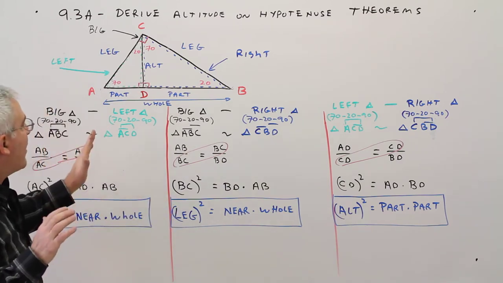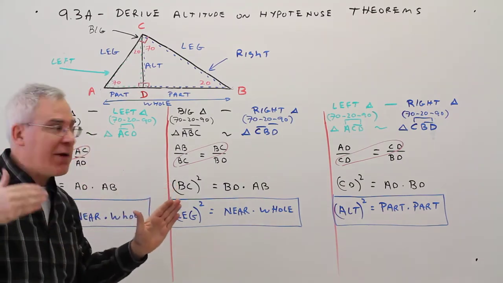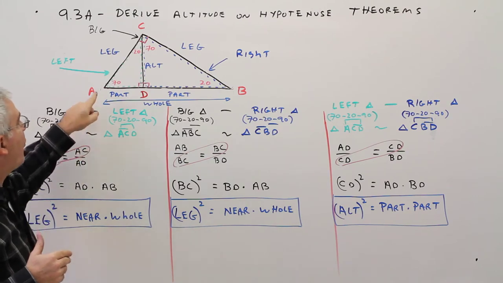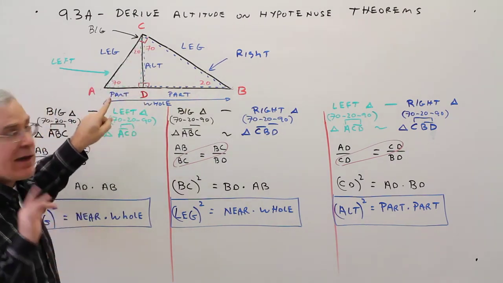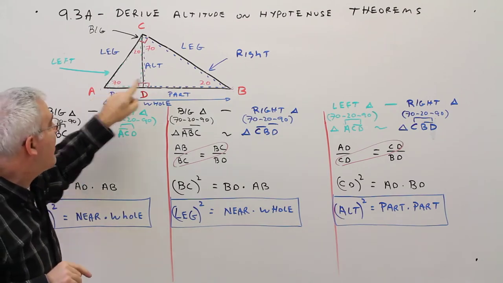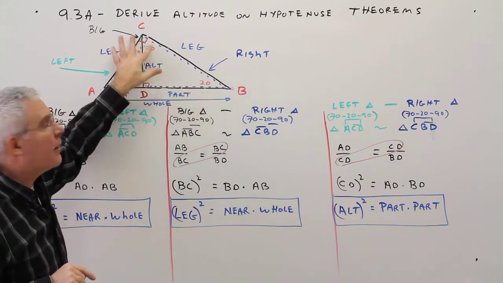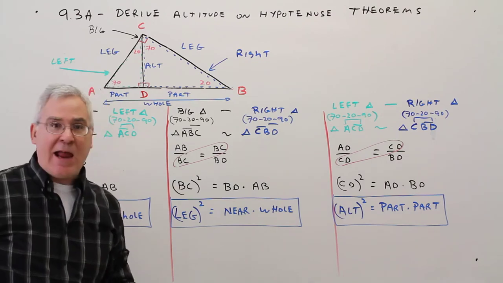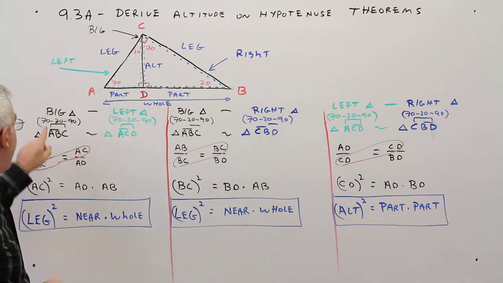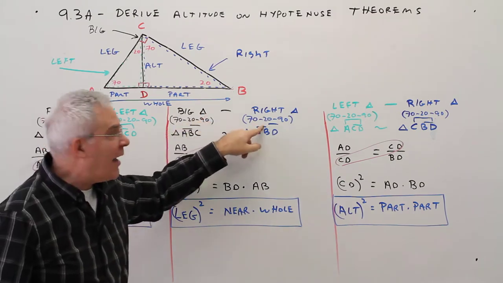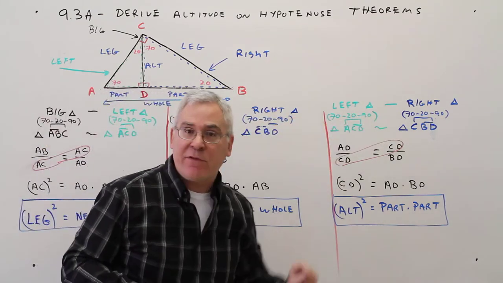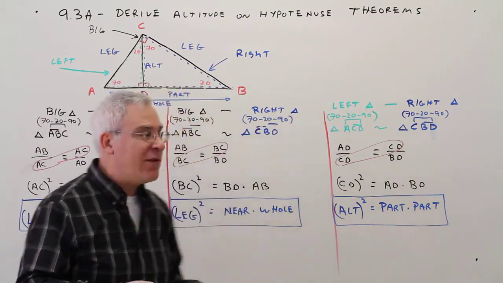So all I did is I wanted to see which triangles were similar. I went in the big triangle A, B, C, and angle-wise that was 70, 20, 90. So 70, 20, 90 is going to be my rule for everything. And then it's really easy to fill in the numbers.